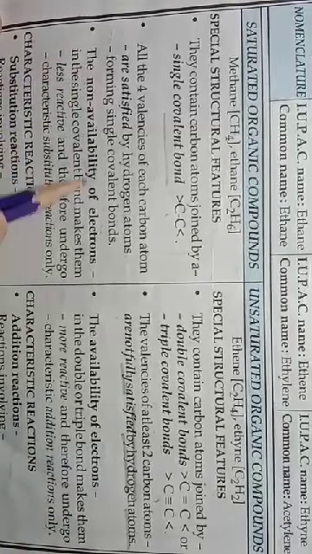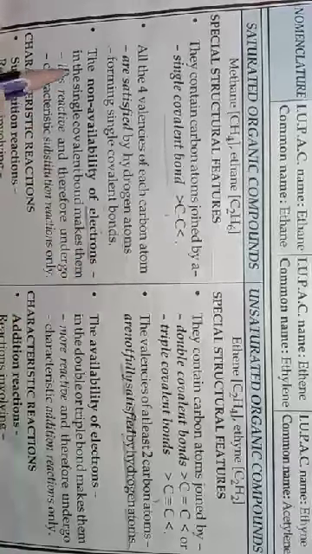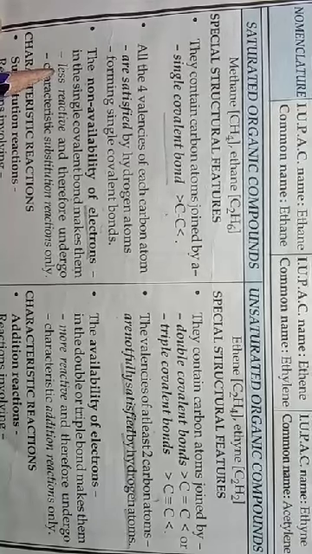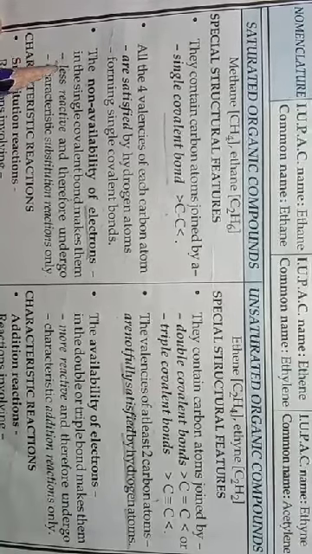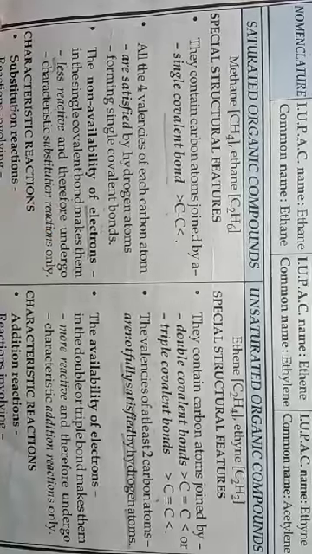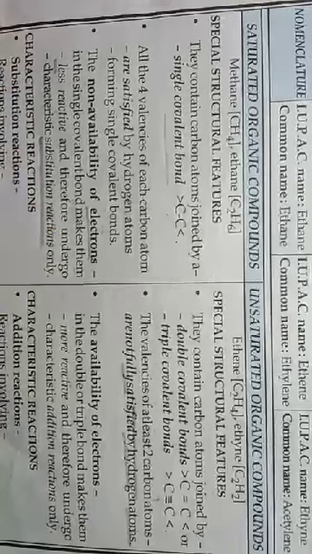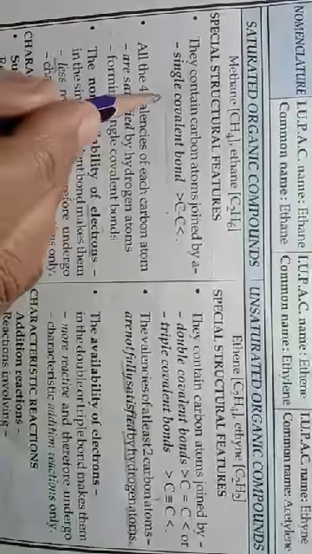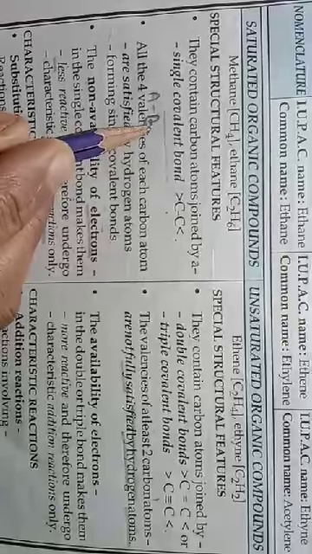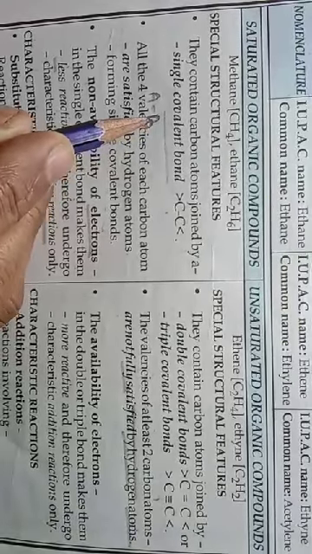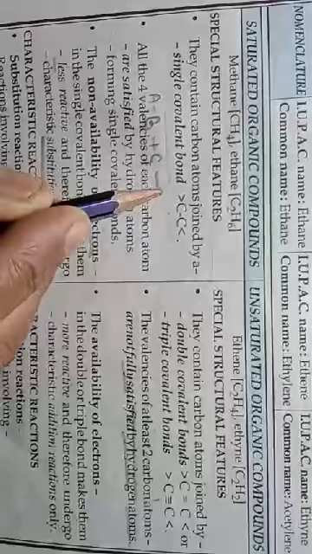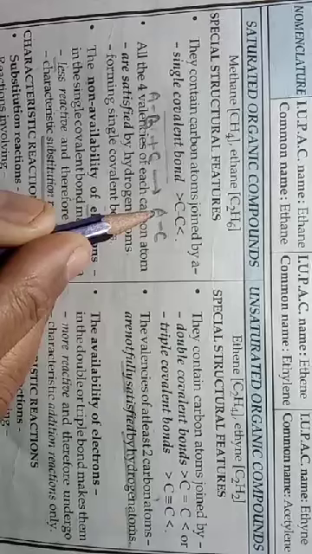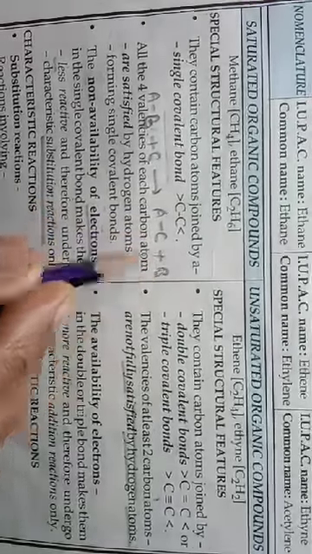Then the non-availability of electrons in the single covalent bond makes them less reactive. That is why these compounds, which are also known as saturated compounds, are less reactive and therefore undergo characteristic substitution reactions. Okay, students. Substitution reactions are the reactions in which an atom or group of atoms of the base compound is displaced by an incoming reagent, and due to this, a product plus a byproduct is formed.